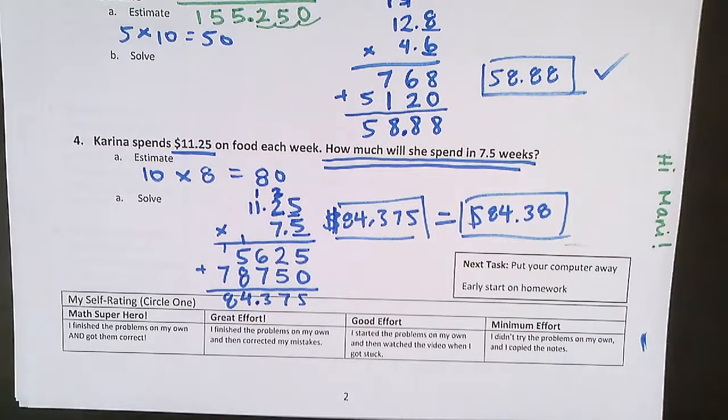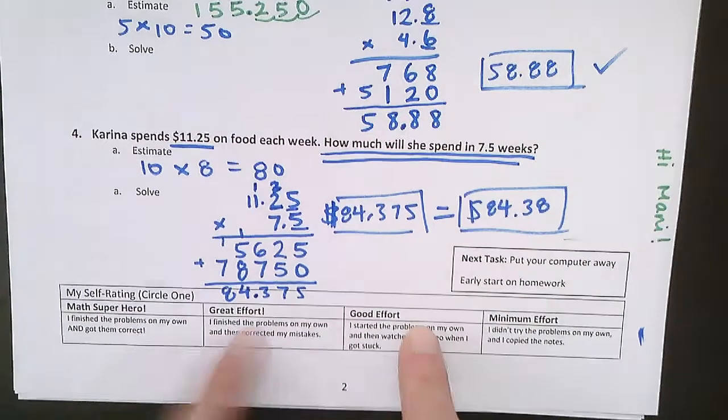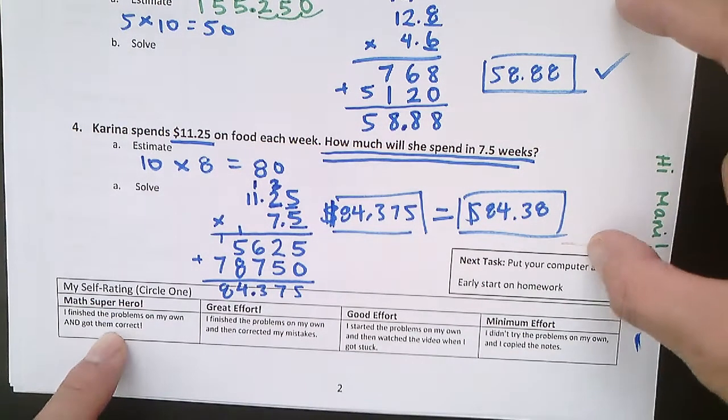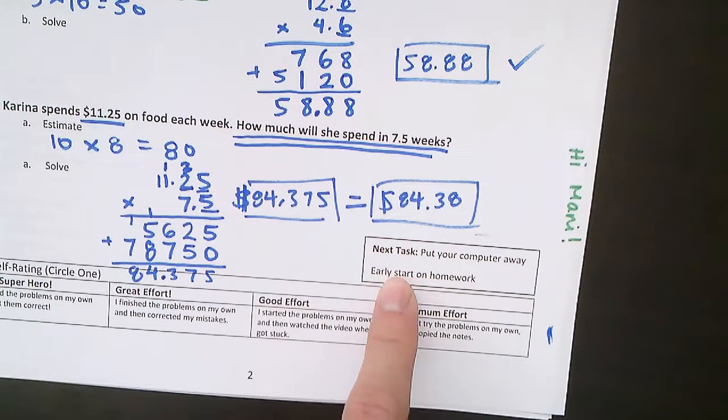You are all leveled up. What you're going to do now is rate yourself first. So circle one of these based off of how you did on this try your own part. And then you're going to put your computer away, and if you finish early, you can get a start on your homework.